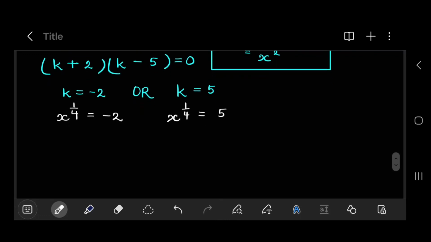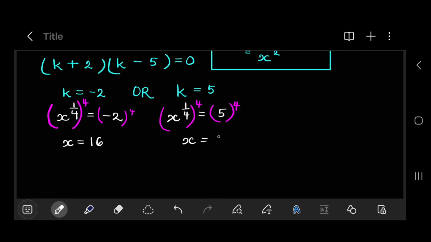Now we're going to work towards solving for x. So to get x alone, we want to get rid of this exponent 1 over 4. And how we do that is we multiply that exponent by its inverse. The inverse of 1 over 4 is 4 over 1, which we can just take as 4. And what we do on one side of the equation, we must do on the other side as well. We're going to apply this to both equations so that we can get x alone on the left-hand side. Now on the left, we have x is equal to 16. And on the right, we have x is equal to 625.